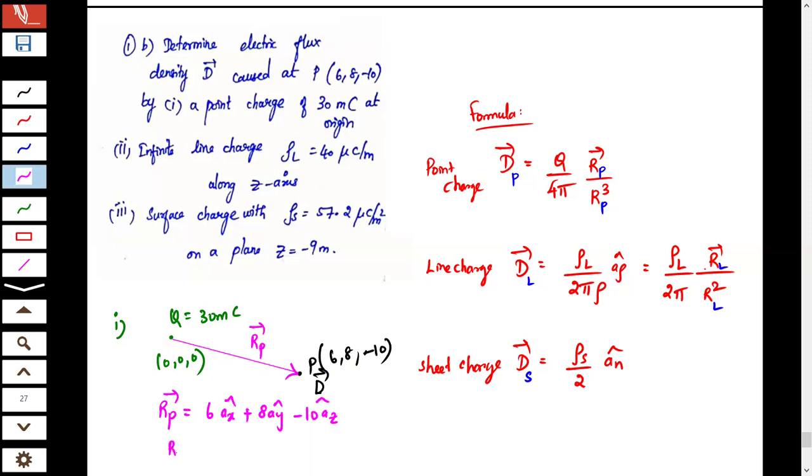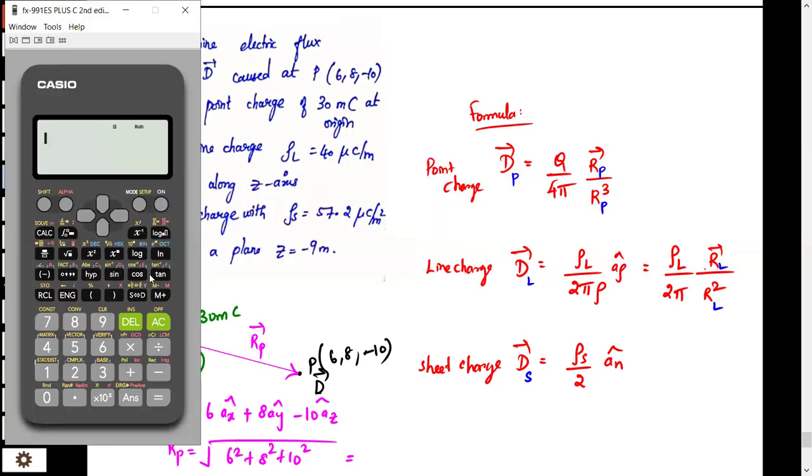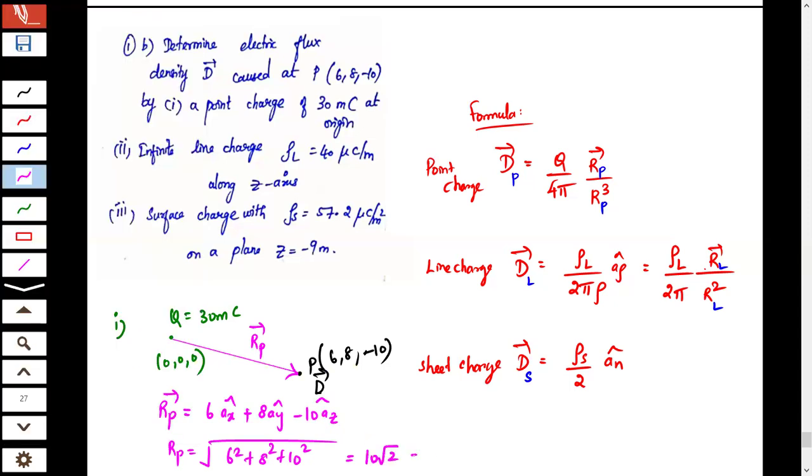6 minus 0, that is 6 aX cap, plus 8 aY cap, minus 10 aZ cap. And magnitude of RP is under root 6 square plus 8 square plus 10 square. So we should estimate it. I'll take the calculator and do the estimation. So it is under root 6 square plus 8 square plus 10 square, which is 10 root 2, which is 14.14.